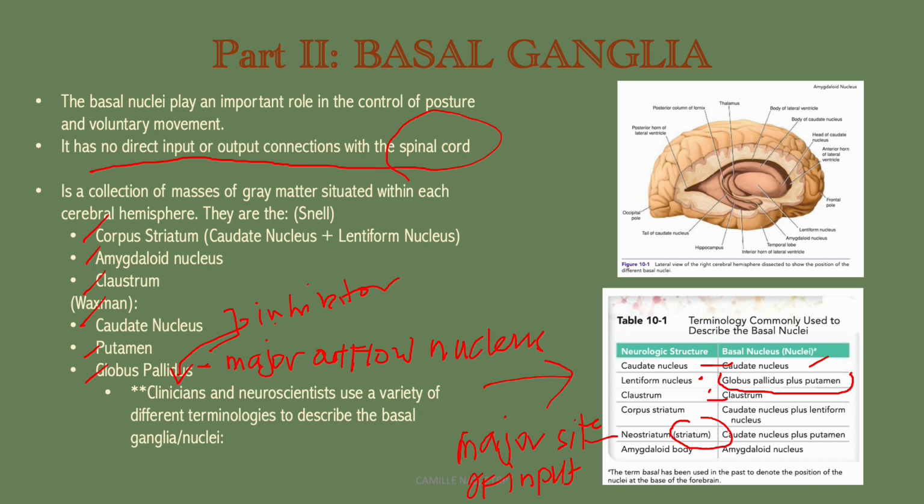Your globus pallidus, this one receives input from two major nuclei, your striatum and the subthalamic nucleus. Okay, and then it will project fibers to two major nuclei, your subthalamic nucleus and your thalamus. So, your subthalamic nucleus receives input from the globus pallidus and from the motor cortex. Later, we'll have an organized discussion of this connection.